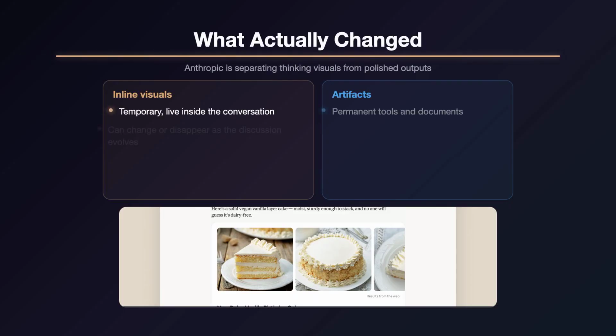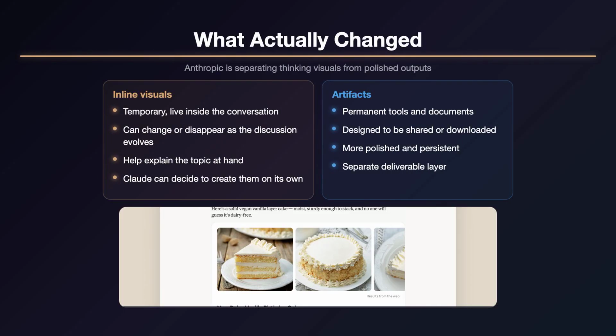The blog post is very explicit about the distinction. These are not artifacts. Artifacts are the polished outputs Claude makes for sharing, reusing, or downloading later. These new visuals are temporary. They live inside the conversation, update as the discussion changes, and may disappear when they are no longer useful. That is a subtle but important product decision. Anthropic is treating visuals as part of the reasoning layer, not just the deliverable layer.